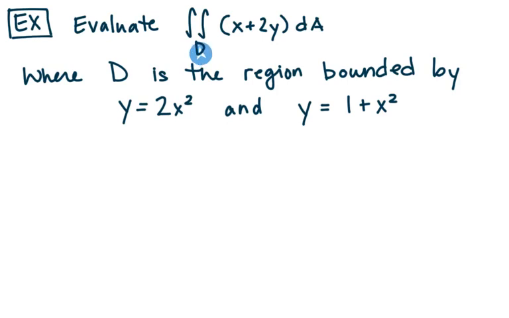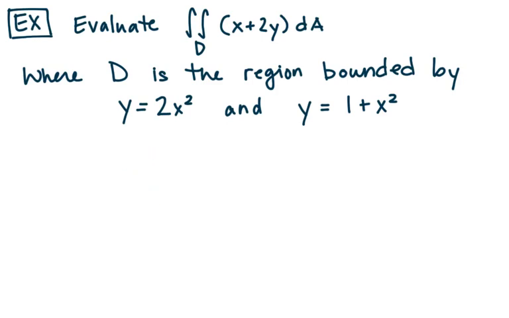So for this example, we're going to evaluate this double integral for the surface z equals x plus 2y, over the region D. And D is bounded by these two parabolas. So the first thing we always want to do is draw a picture of our region. Normally we call it R. Here we're calling it D. A variable is a variable as long as you know what it means. So this D is taking the place of what we formerly have used as R.